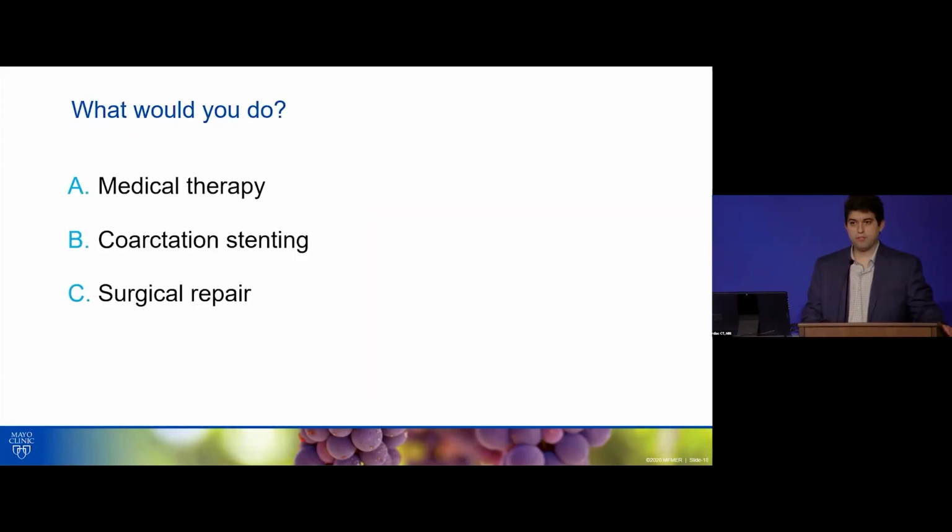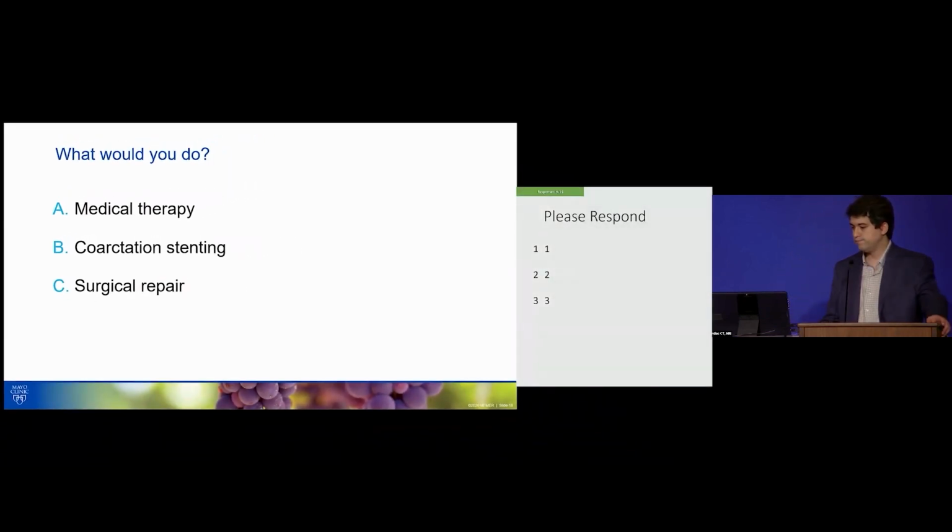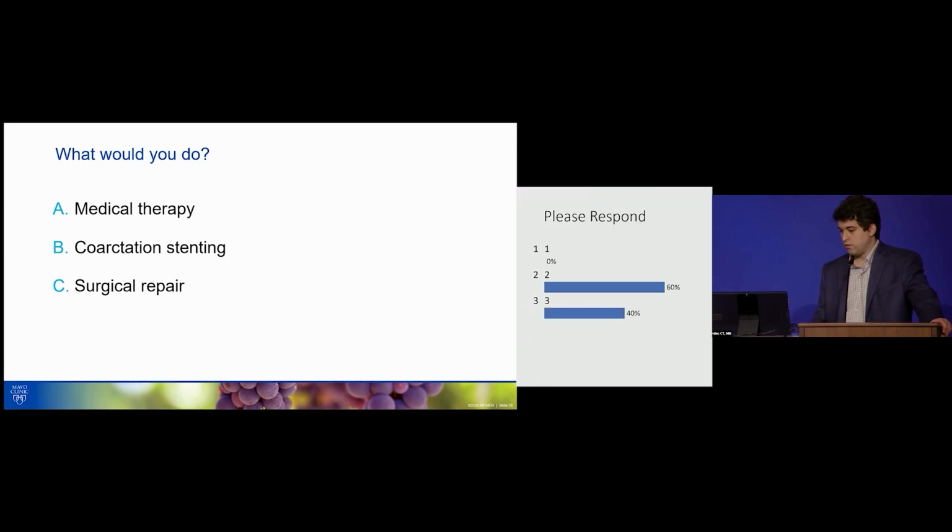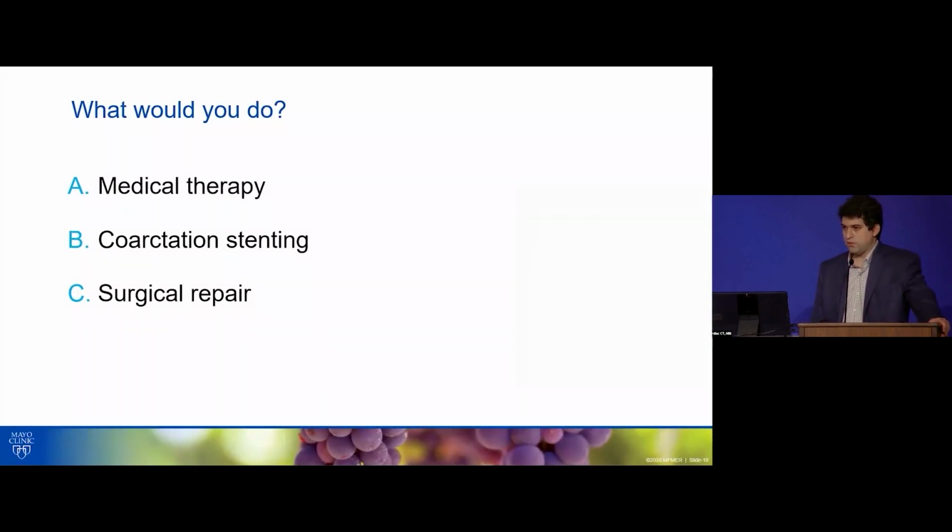So again, hypertensive patient with very severe coarctation by echo, what should we do? Medical therapy, coarctation stenting, or surgical repair. So stenting as the first option, followed by surgical repair. I'm glad that none of you chose medical therapy. And I think that's important.